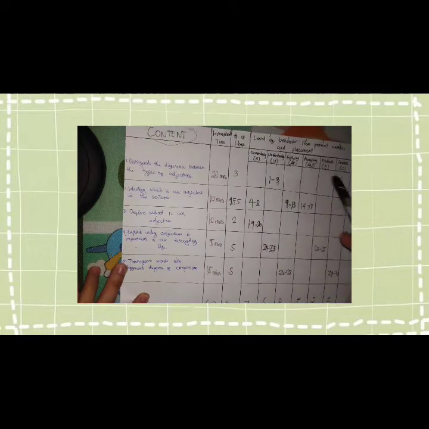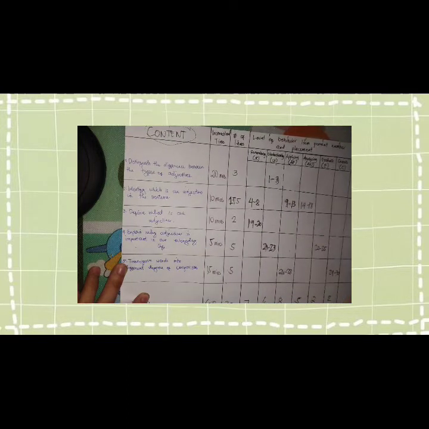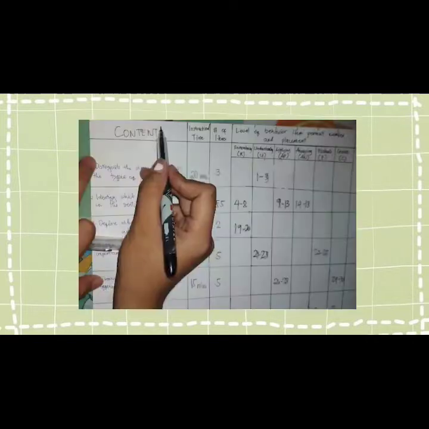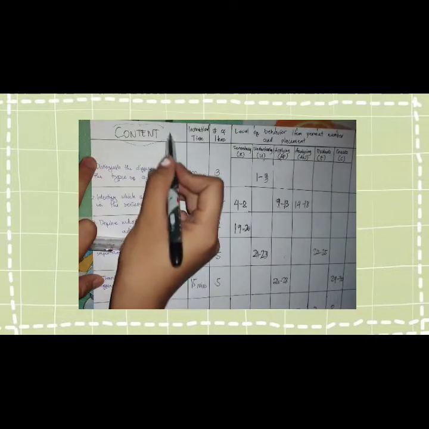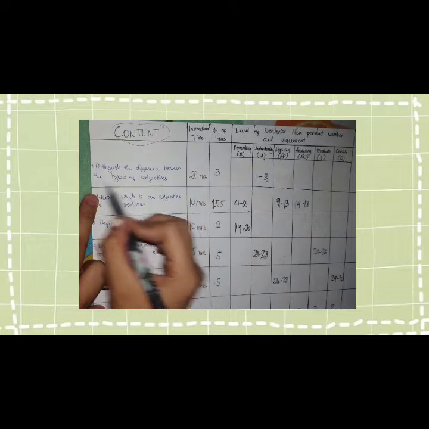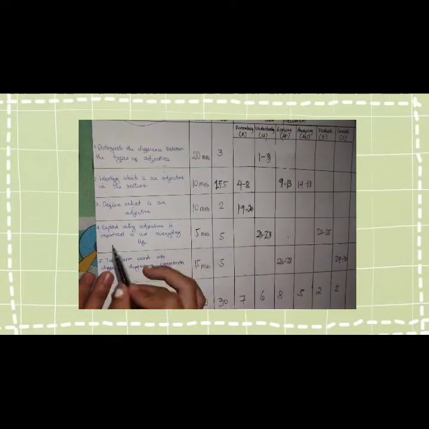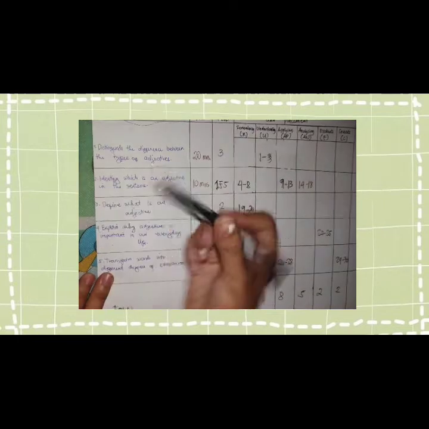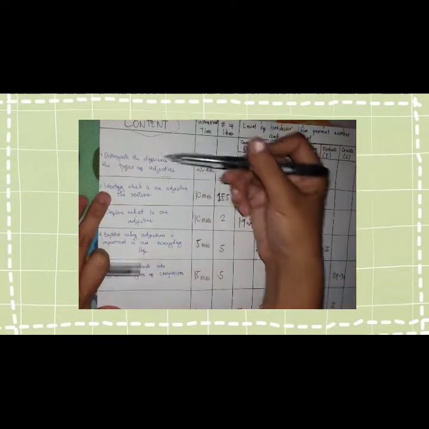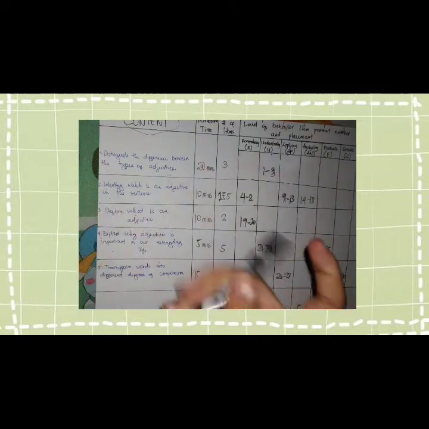So the Bloom's revised taxonomy has 6 categories, starting from lower to highest. First is remembering, second is understanding, third, applying, fourth, analyzing, fifth, evaluate, lastly, create.